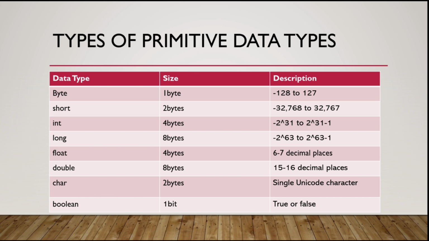Float: 4 bytes, 6 to 7 decimal places. Double: 8 bytes, 15 to 16 decimal places. Char: 2 bytes, a single Unicode character. Boolean: 1 bit, true or false.